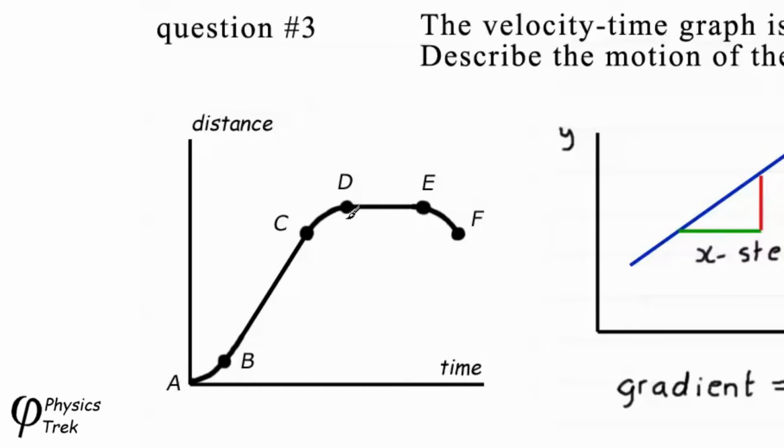DE. The gradient is zero, so the velocity is zero. The car is static or parked. Now EF. This one might make you think a little harder. Here the gradient is negative, and there is a decrease in the distance moved. In other words, the car is moving backwards and accelerating in that direction. So here is our written answer. Gradient increasing but negative. Car is accelerating backwards.